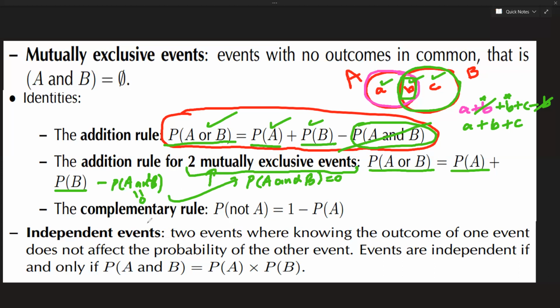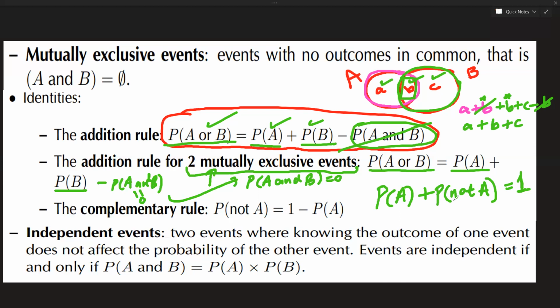Perfect. And then now let's check the third part. Complementary rule. So let me edit here actually, and I'll show you what that means. So the probability of an event plus the probability of not the event must always add to 1 if they are complements. Right. So probability of A plus probability of not A, it's always going to be 1.